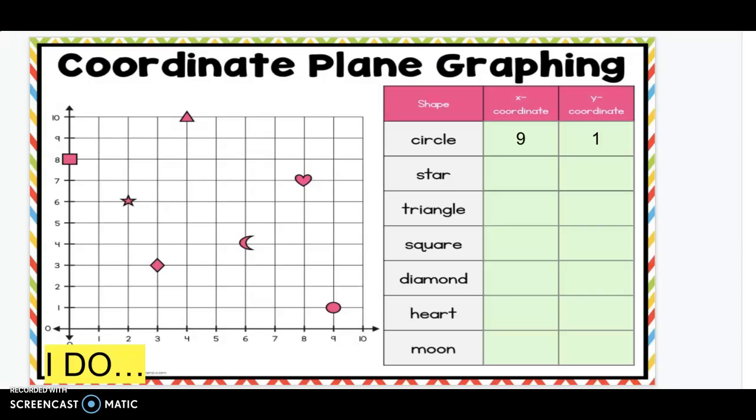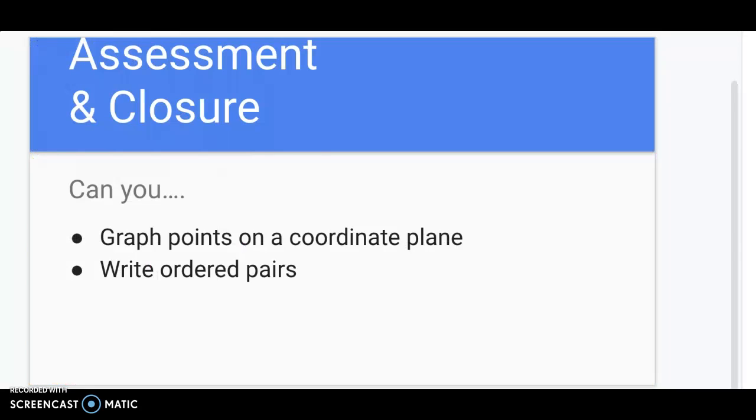I would maybe have some extension activities when we do breakout rooms or work in small groups. I would definitely have a clear assessment and closure and ask students, can you do this? Can you graph points on a coordinate plane? Can you write ordered pairs? All right, thank you. That is my lesson.